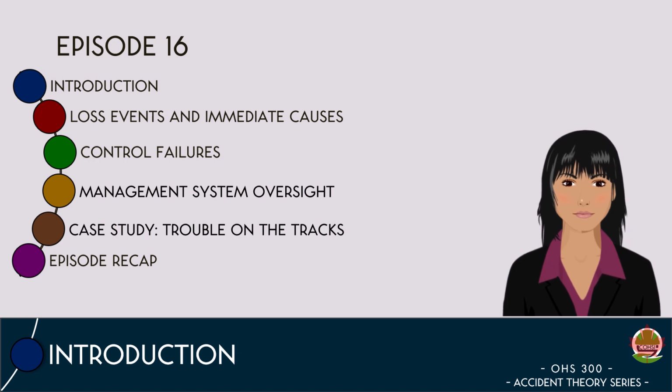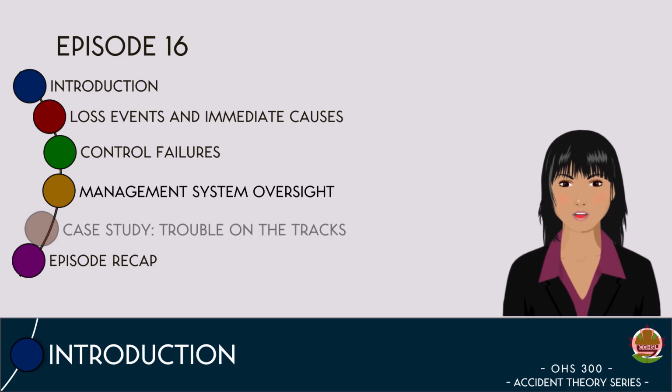collected. In today's episode, we will look at a very specific type of model, referred to as the Management, Oversight, and Risk Tree. Using this model, we will discuss loss events and immediate causes, control failures, and management system and oversight. We will end the episode with a case study where we can apply our new skills.